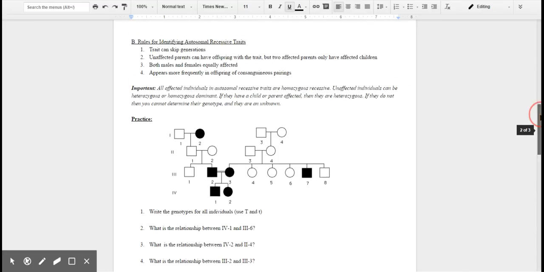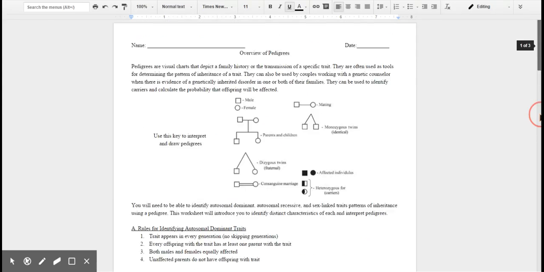At the very end, once you've gone through A, B, and C, there are practice problems where you're going to apply your knowledge of pedigrees to answer. If you have any questions, you can email me, ask each other. We're going to work on this today in class. We'll go over it next time we meet.